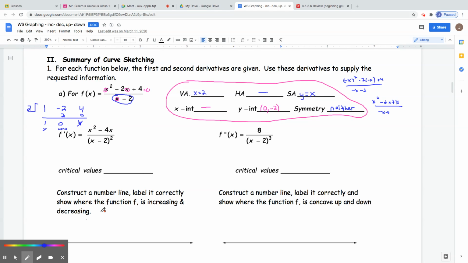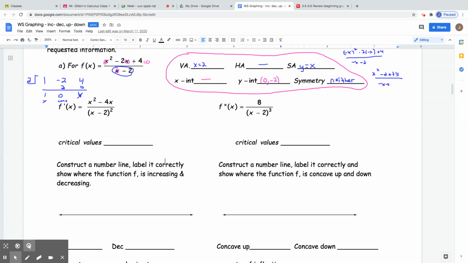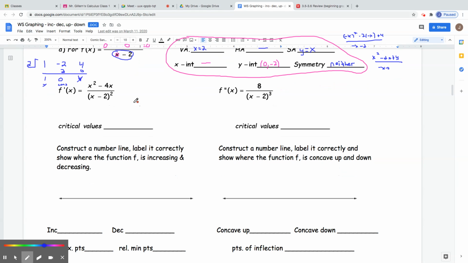Why don't you take a couple minutes here and see if you can get critical values for the first derivative and the second derivative, and then find where it is increasing, decreasing, and all the concavity. Remember, set it where it's equal to 0. Actually, let me get you started here for a second, because I just want to review this real quick. When I set the top equal to 0, I take out an x, and I get x minus 4. So 0 and 4 are critical values. Set the bottom equal to 0, I get 2. So I get 0, 2, and 4.